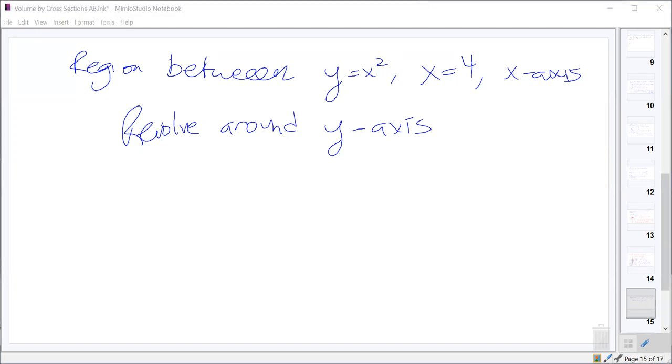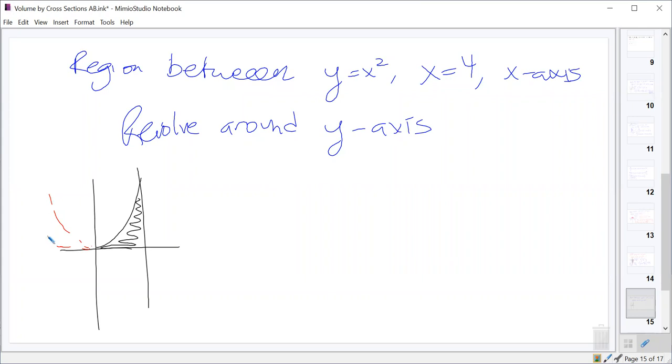Hopefully you got this, right? You drew your picture, you had x squared, x equals 4, x-axis. This is what we're revolving around. So we end up with something on this side that looks pretty similar, but three-dimensional, right?